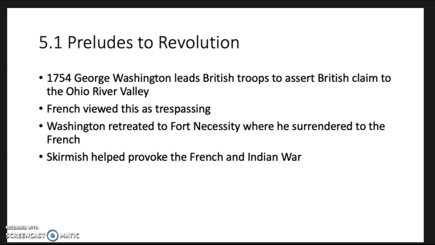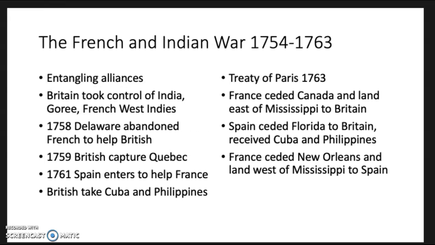In 1754, George Washington led British troops to assert Britain's claim to the Ohio River Valley, which the French viewed as trespassing. The ensuing skirmish ended in Washington retreating before surrendering, and this event would help lead to the French and Indian War. The French and Indian War.